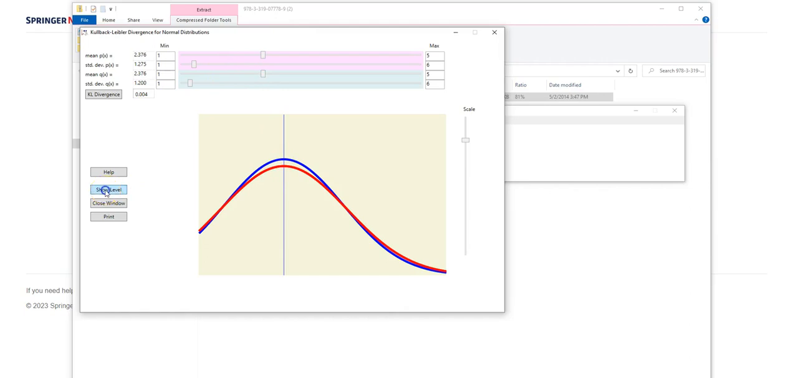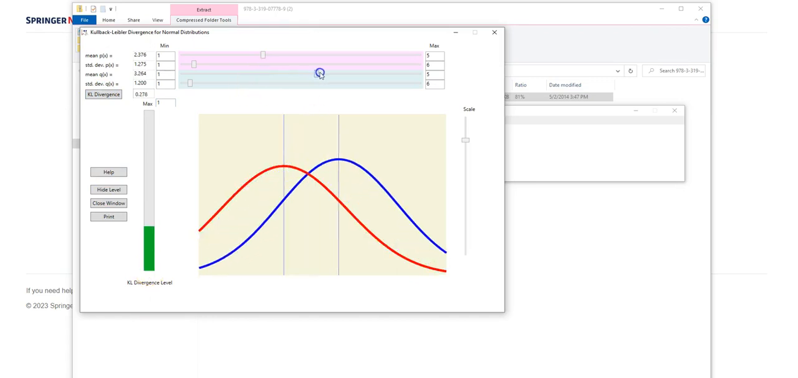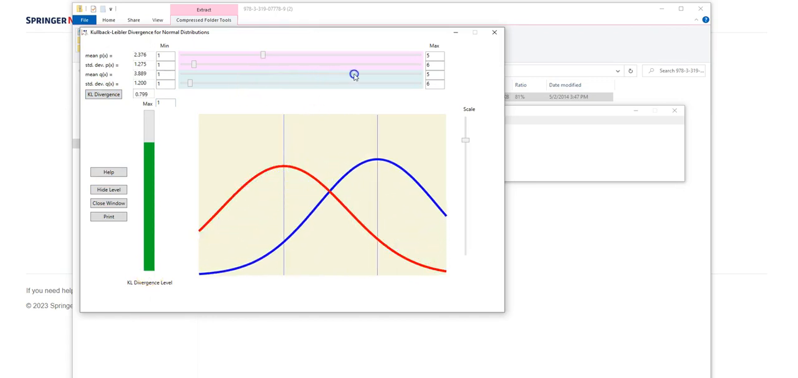We also have a level we can look at. Let's say the level is out of 1. Click on divergence here. We get very, very little level here. So let's change some of the parameters, then the level goes up because the Kullback-Leibler divergence increased.